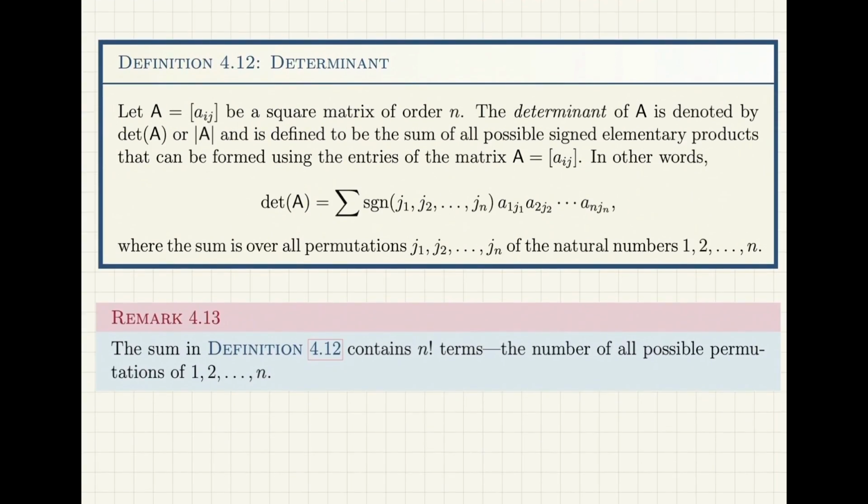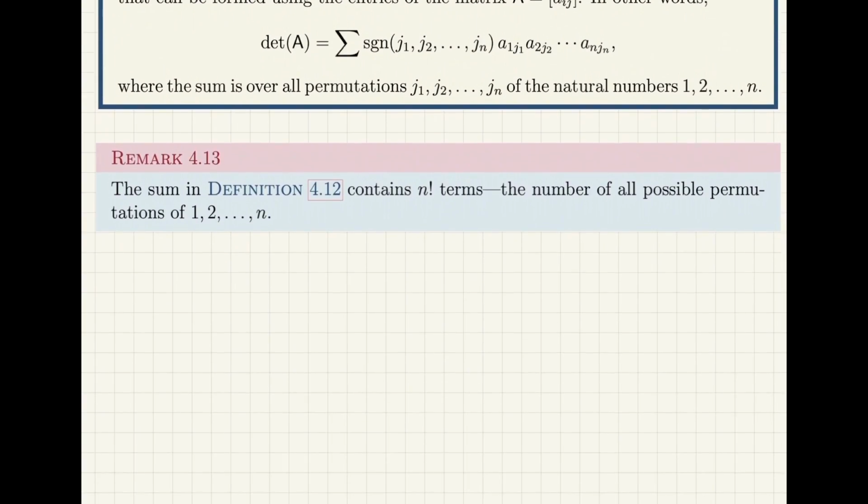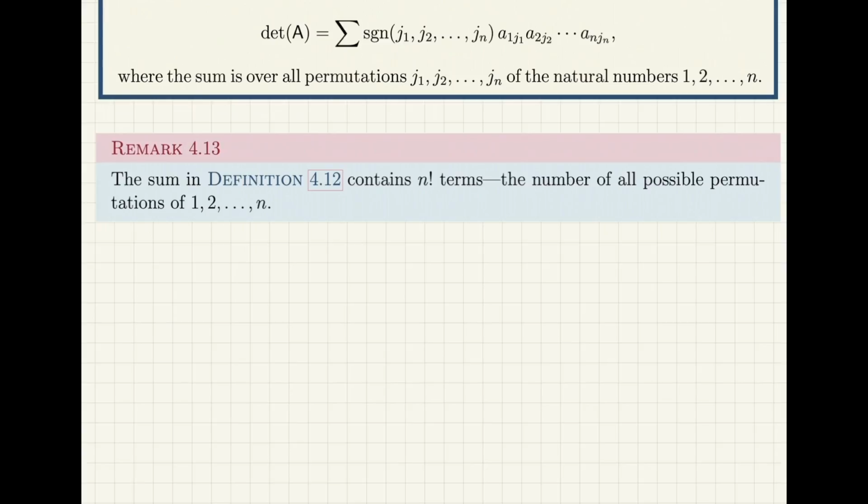The sum in this definition, of course, consists of n factorial terms, because for each permutation of these numbers 1 up to n, I have exactly one signed elementary product associated with it. And because the number of permutations of these numbers is n factorial, I will have n factorial terms in this sum. Okay? Good.